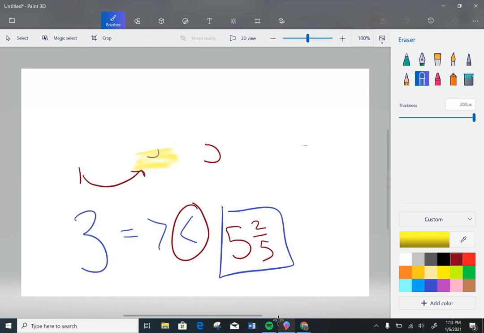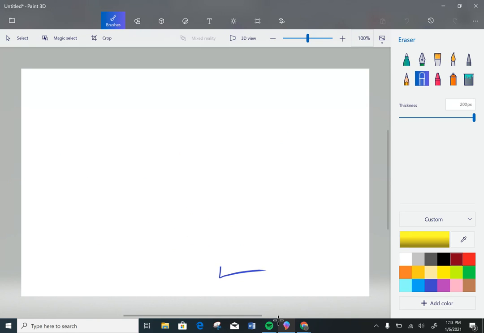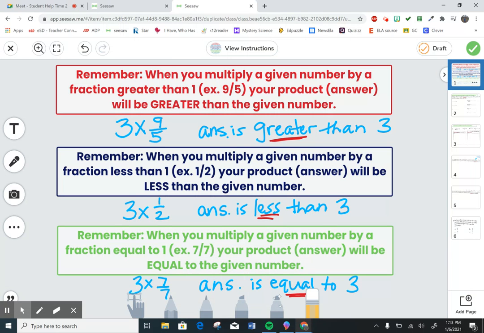So let's look at a different section. Let's head back over to here. In the dark blue, it says, remember, when you multiply a given number by a fraction less than 1, for example, 1/2, your product or answer will be less than the given number. So remember, we have greater than 1, it'll be greater than the given number. Less than 1, it'll be less than the given number.